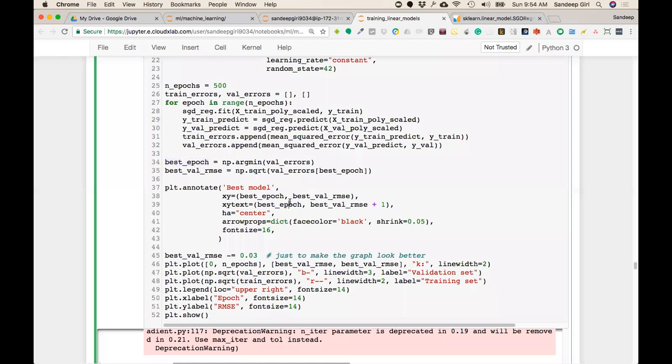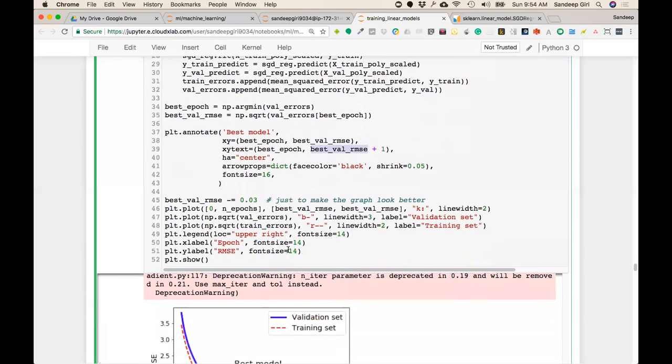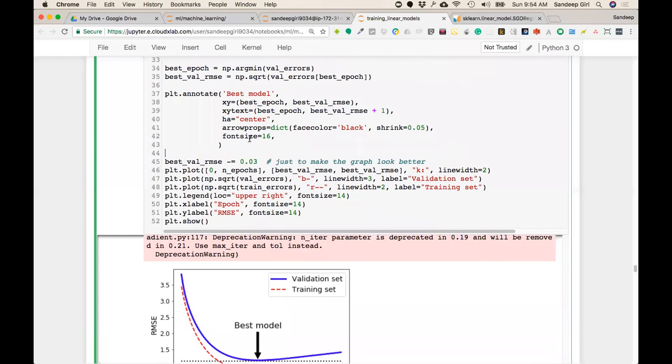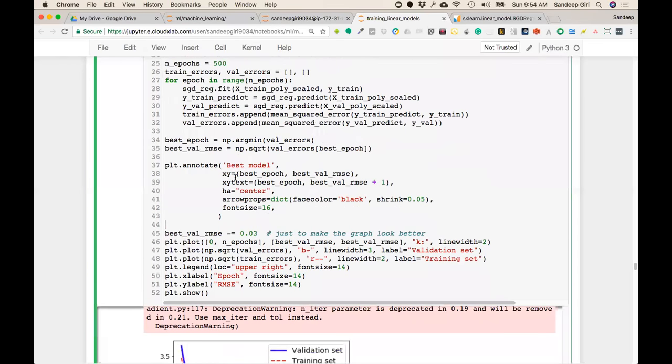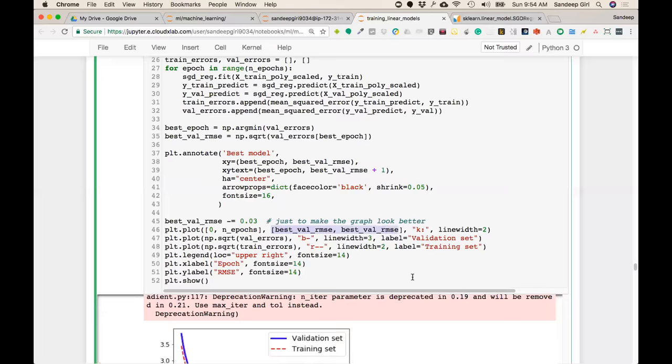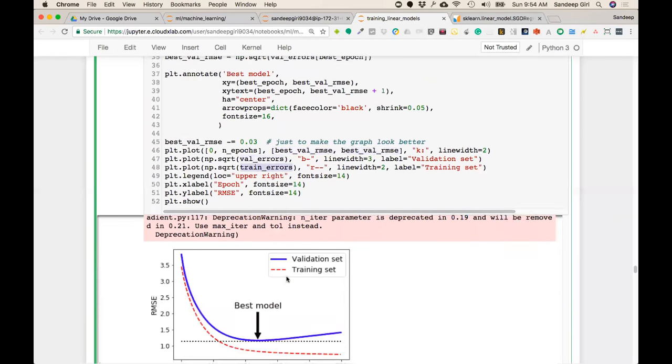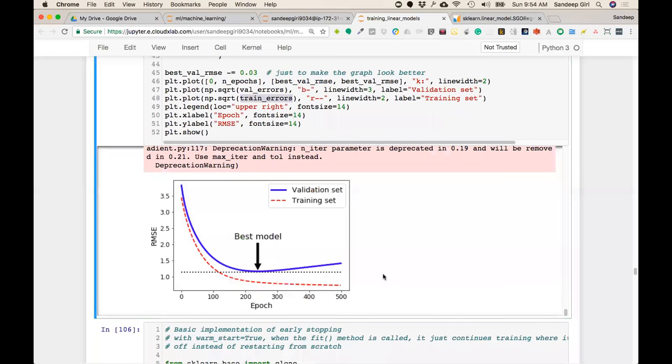So here we are saying that plot this data with x being this, y being this, and so on. Okay, and we are annotating this, and also we are plotting these two records. We're plotting training errors, and so on. So this is the outcome of our work.